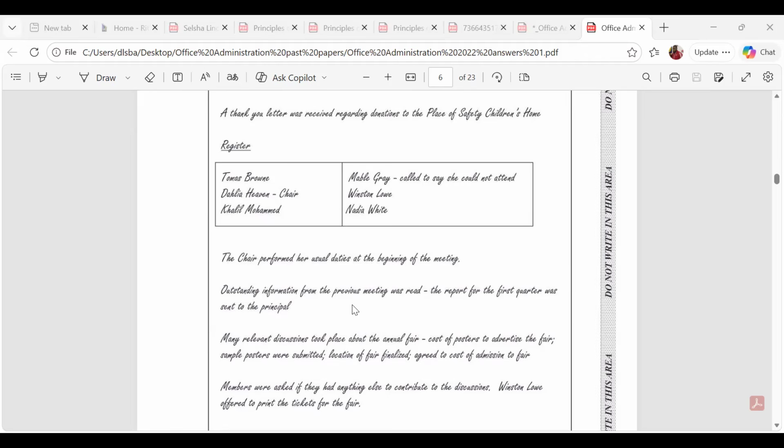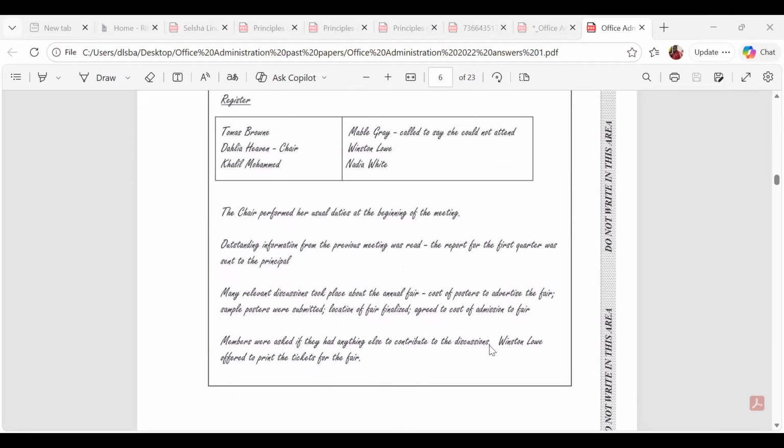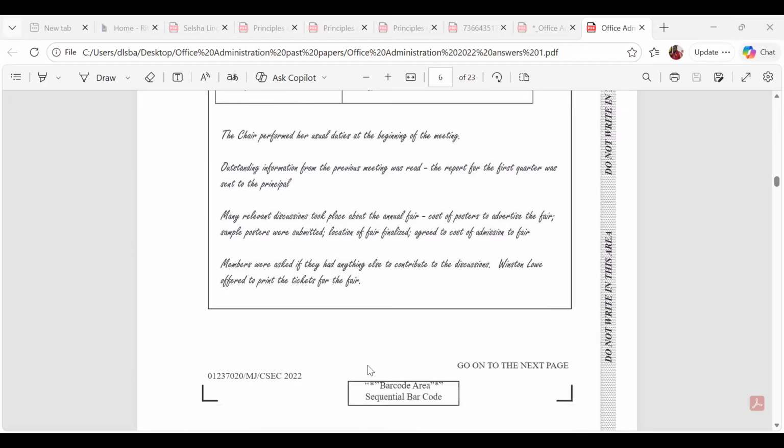The report for the first quarter was sent to the principal. Many relevant discussions took place about annual affairs. Cost of posters to advertise the fair. Sample posters were submitted. Location of fair finalized. Agreed to the cost of admission for fair. Members were asked if they had anything else to contribute to the discussion. Winston Lowe offered to print the tickets for the fair.